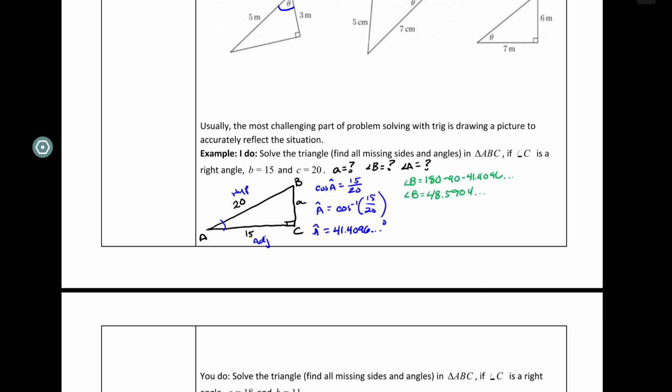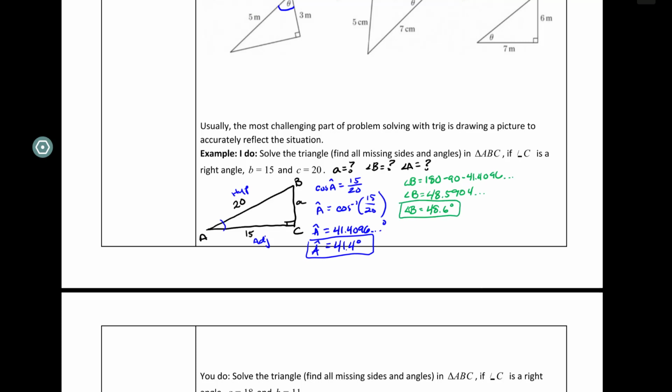And now what we can do is round them to 3 sig figs at this point for our angles, and we'll call that 48.6 degrees. And angle B, or angle A, is 41.4 degrees. Sorry for mixing and matching my notation here. That's just the way that I roll. I like to be confusing.